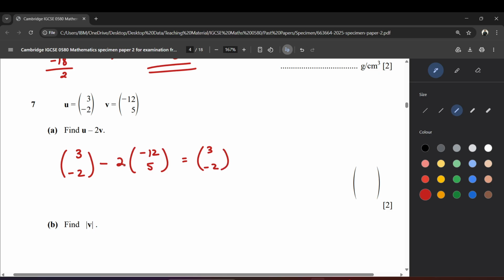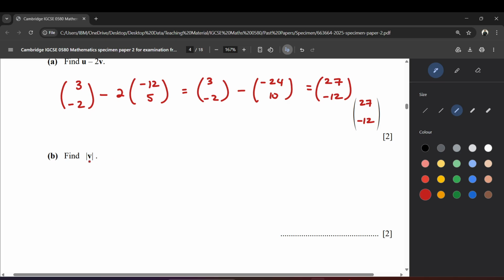First you multiply this scalar value with the column vector. Because I've already written minus over here, I'm just going to multiply the scalar value. So 2 times minus 12, that will be minus 24, and 2 times 5, that will be 10. Okay, now you can subtract. So 3 minus minus 24, that means 3 plus 24. So that is 27, and minus 2 minus 10, that will be minus 12. So that is my answer.